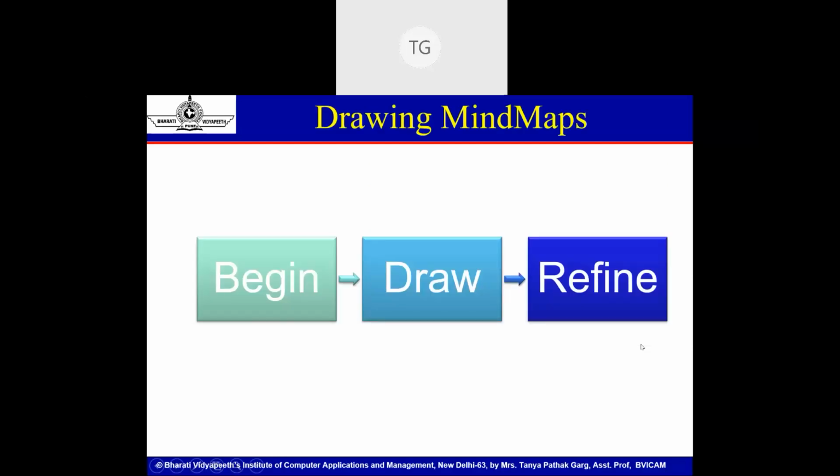There are no hard and fast rules to creating mind maps. It's very simple. You just begin with the main idea. You begin with the main concept. You go on drawing whatever you understand from the main concept, and you refine your diagram. You refine your design. So simple three steps: begin, draw, and refine.